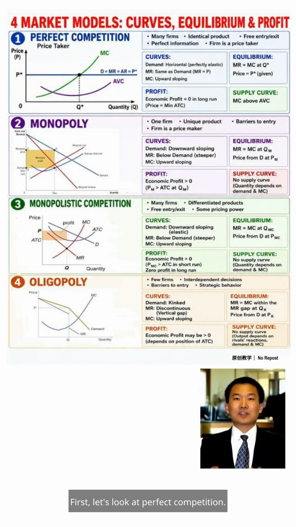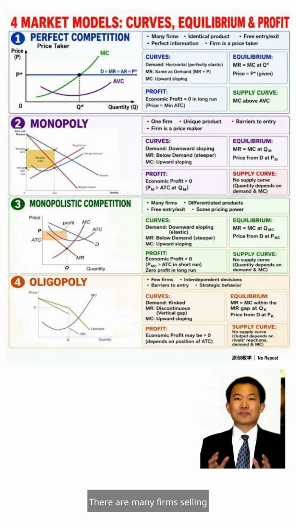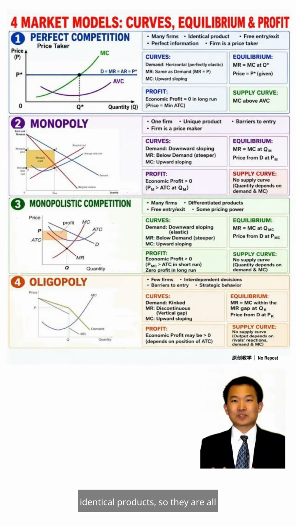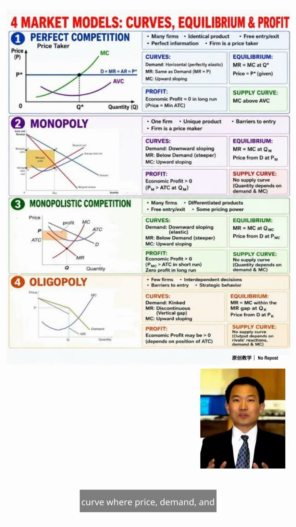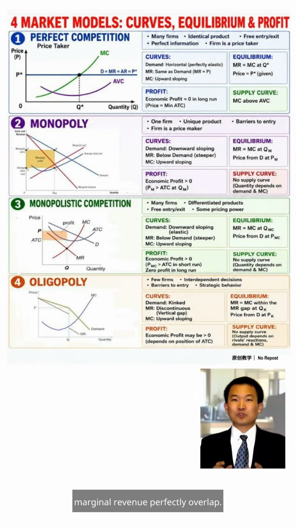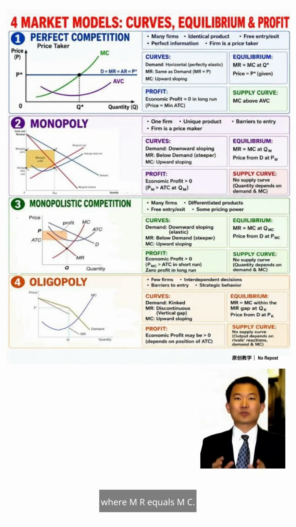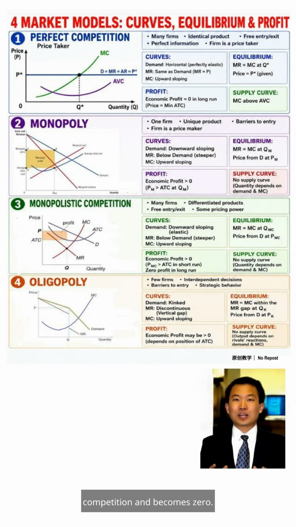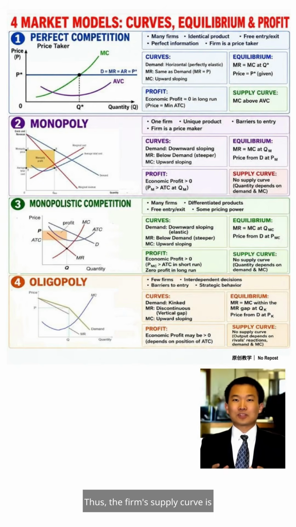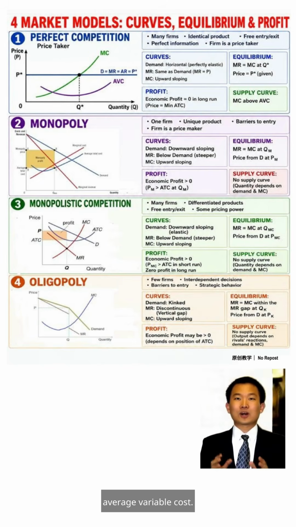First, let's look at perfect competition. There are many firms selling identical products, so they're all price takers. Firms face a horizontal demand curve where price, demand, and marginal revenue perfectly overlap. Firms determine the optimal output where MR equals MC. In the long run, due to free entry and exit, economic profit is eventually eliminated by competition and becomes zero. Thus, the firm's supply curve is the marginal cost curve above the average variable cost.